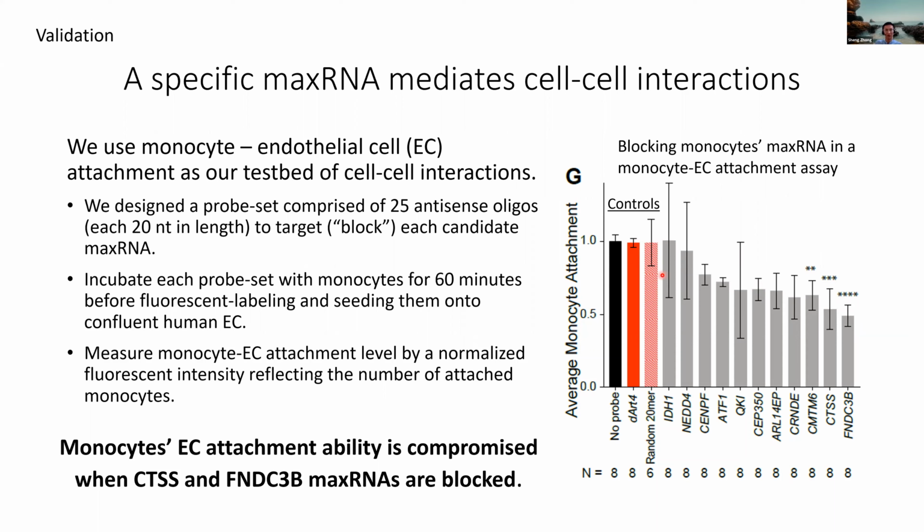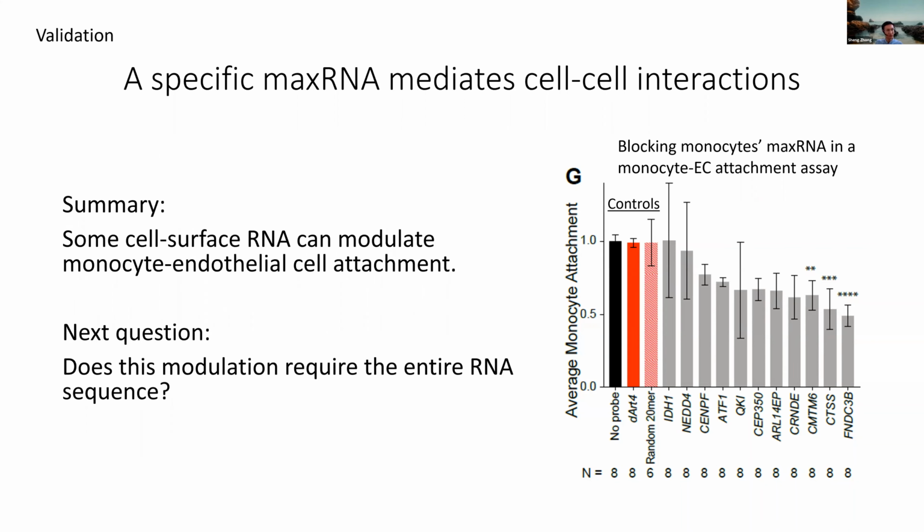Several of our candidate max RNAs may not have a significant change, but at least 2 max RNAs, when we interfere with them in the extracellular space, seem to strongly suppress monocyte EC attachment levels. So at this point, we feel that there's data suggesting some surface RNA can modulate monocyte EC attachment level. Our next question is, does this modulation require the entire RNA sequence, or only a piece or fragment of the RNA?